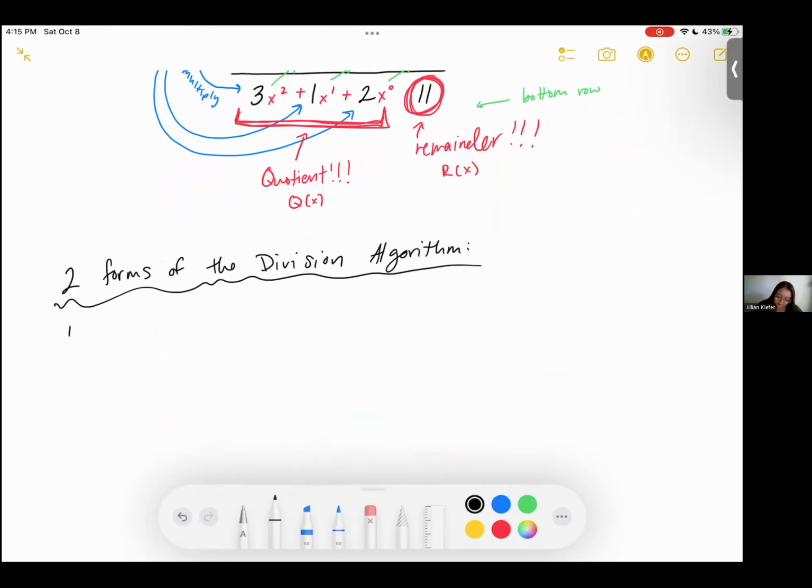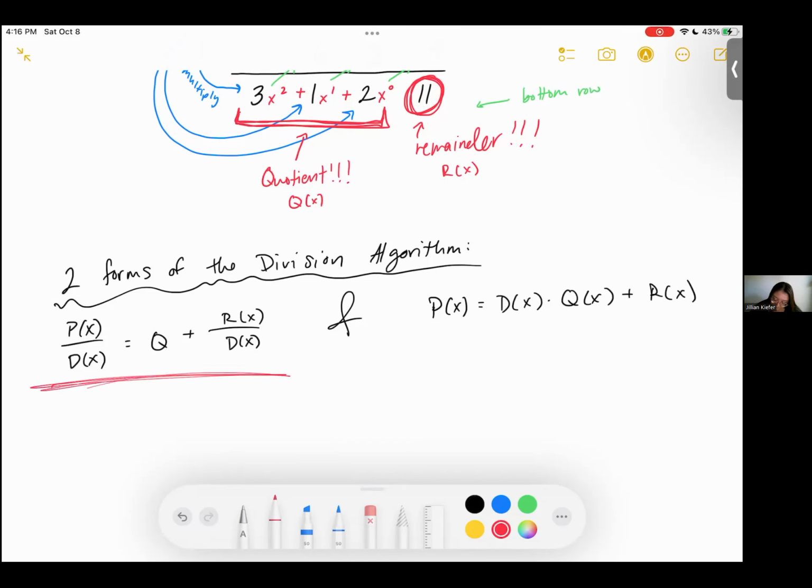As a reminder, these are: p of x divided by d of x is equal to the quotient plus the remainder divided by the divisor. And it is: the dividend is equal to the divisor times the quotient plus the remainder. So once again, we're going to color code these so we know which one we're talking about here. So the first one is going to be the more fractional form one.